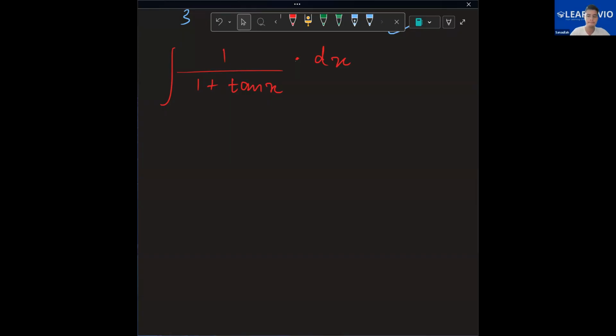Have the others finished too? What answer are you getting? So x by 2 plus 1 by 2 log mod cos x plus sin x, plus c. Okay, the others also got the same answer. 1/2 of x, that is x by 2.